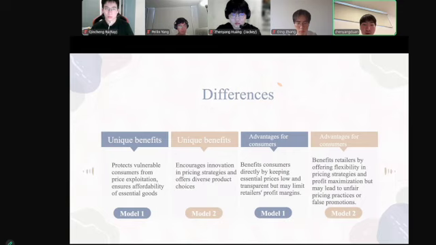And for the advantages for consumers, Model 1 benefits consumers directly by keeping essential prices low and transparent, but may limit retailers' profit margins. Model 2 benefits retailers by offering flexibility in pricing strategies and profit maximization, but may lead to unfair pricing practices or forced promotions.